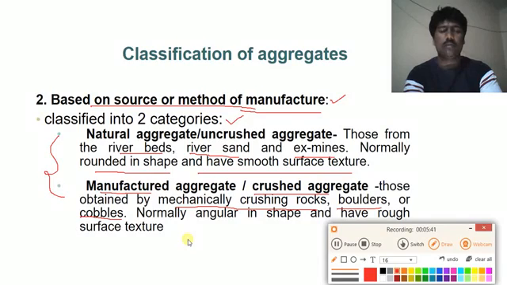Normally, these crushed aggregates are not round in shape. They are generally angular in shape, and their surface structure is not smooth, rather it is very rough. So that is the difference between natural aggregate and manufactured aggregate. So this is the classification based on source or method of manufacture.